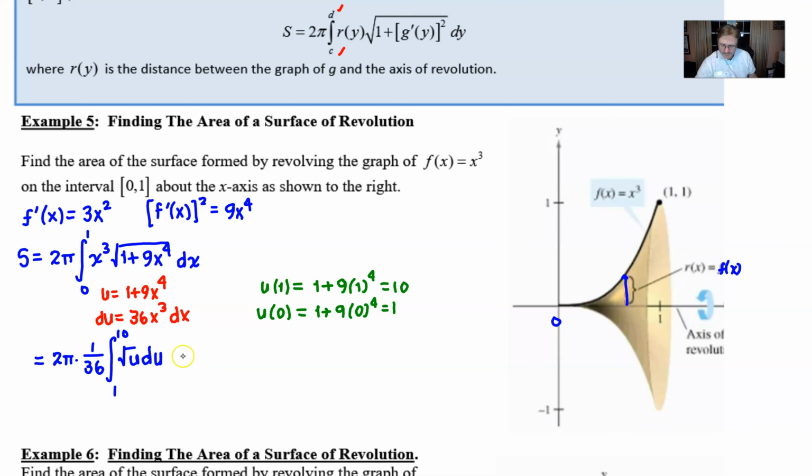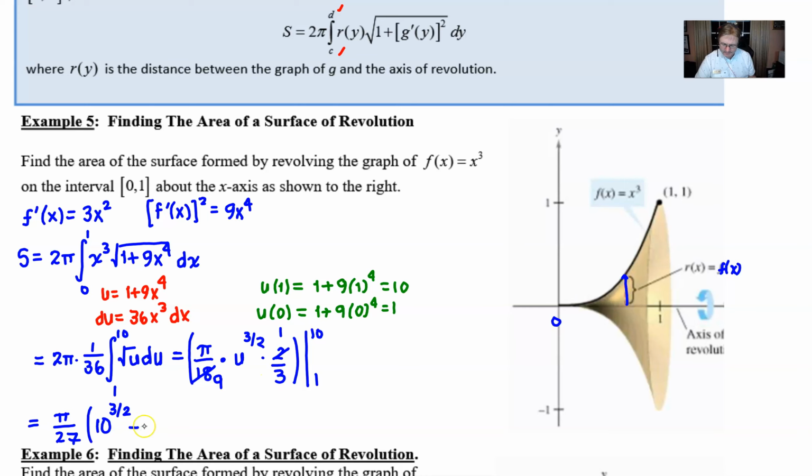At this point, I'm going to reduce my 2 pi over 36, which is pi over 18. I'm going to integrate u to the half, which is u to the 3 halves multiplied by 2/3, and then all of this expression is going to be evaluated from 10 down to 1. And I could see a little bit more reducing: pi over 18 times 2/3. If I reduce the 2 and the 18, I can have pi over 27 out in front, and then my u to the 3/2 is going to allow 10 to be entered. 10 to the 3/2 is what I've got, minus, and then I throw in 1, and 1 to the 3/2 is 1. And we are going to call it a day.